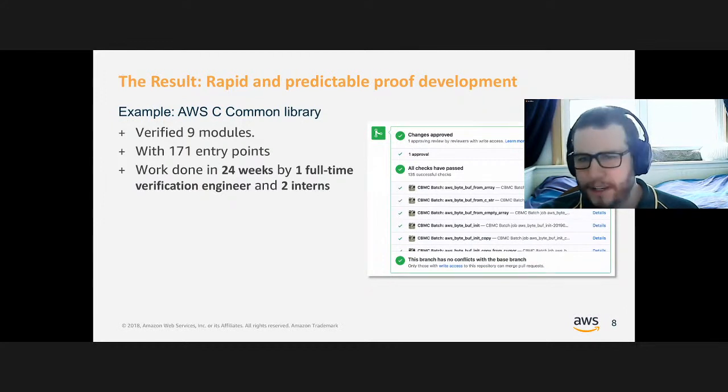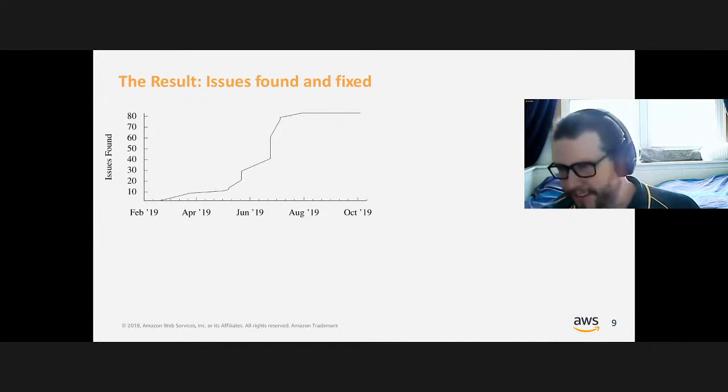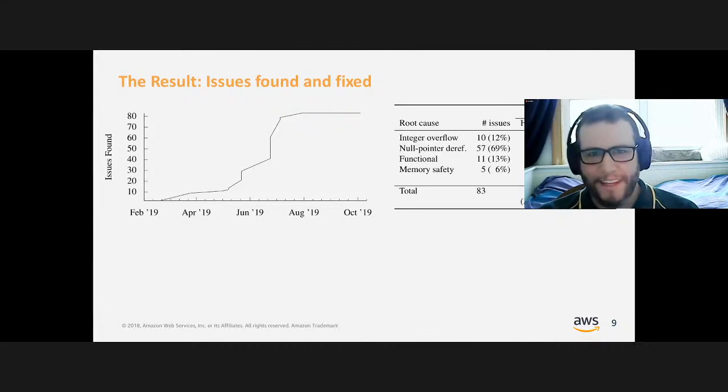So in this case, we verified 9 modules from this open source library. You can see everything on GitHub, and we describe it all in the paper. And this work was done in 24 weeks by 1 full-time engineer and 2 interns. And we've seen similar progress as we continued working on other engagements. We found a whole bunch of issues, and I talked about that. That's great. It's great to find issues. It's great to protect our customers because we find the issues early.